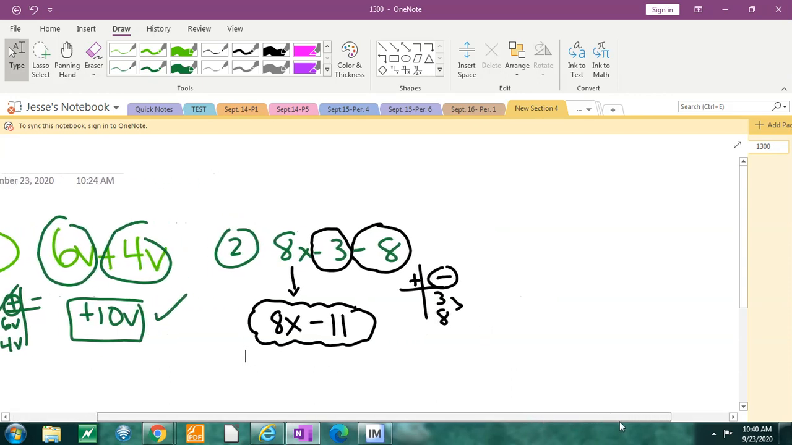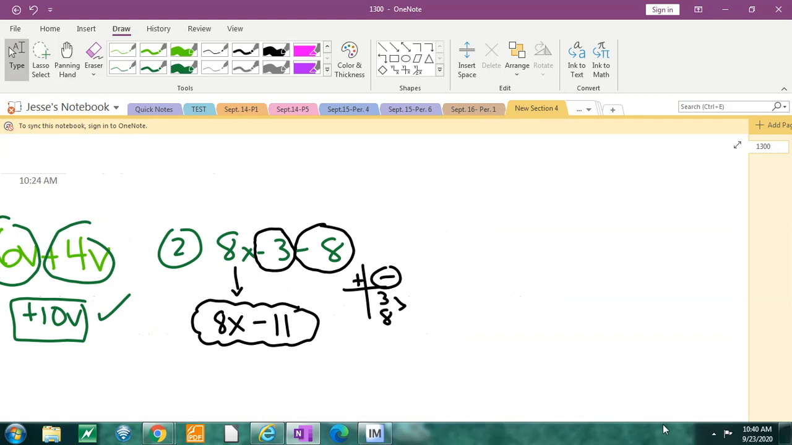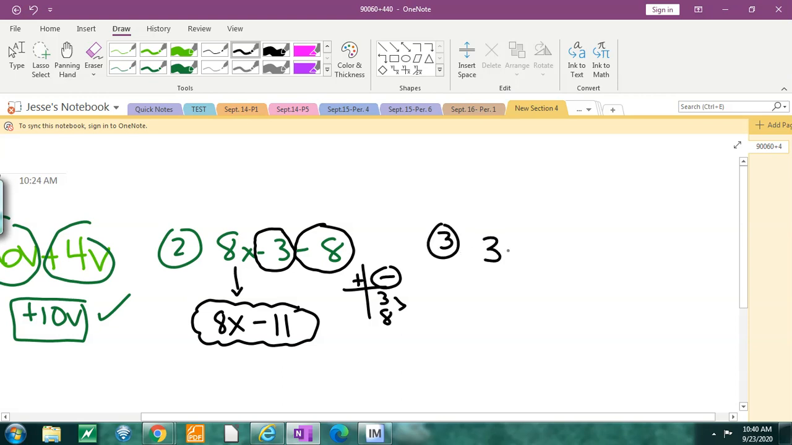Number 3. Here we go. 3p plus p. All right, so here we go. So I have a p here. So I'm going to put the invisible what? Yes, the invisible 1. So I'm just going to put a 1 right there. The 1. So now I have 3p plus 1p.